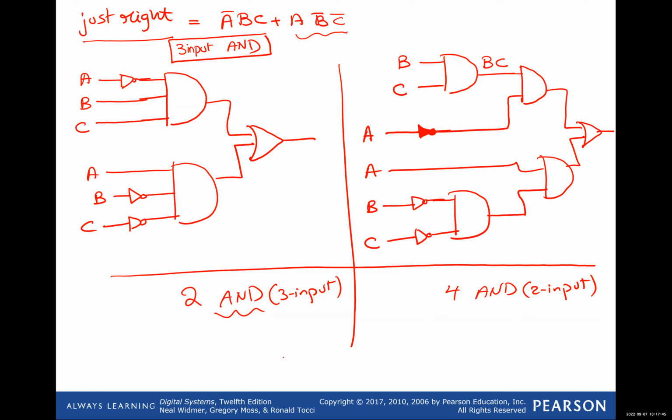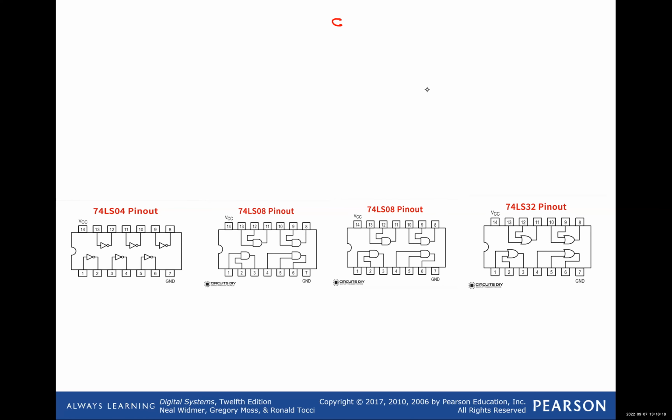So let me just pause here and come back. Okay, so now here are the pins of your IC chips. So I'm going to be building all of it using the 2-input AND gate. Okay, so here I have the NOT. And then here I have the AND gate. So I have two AND gates, this one and this one. So I put two of them. And then finally here I have the OR.